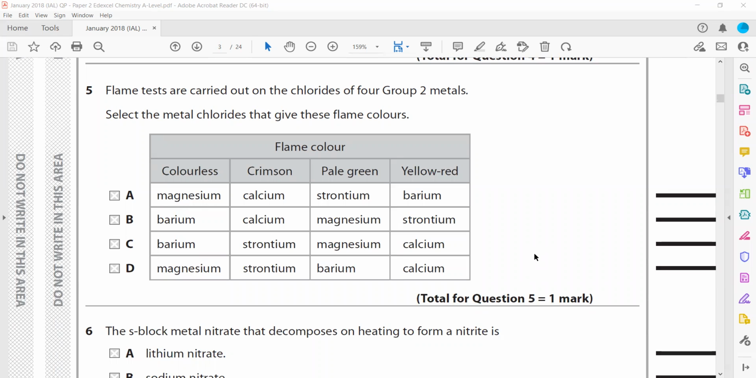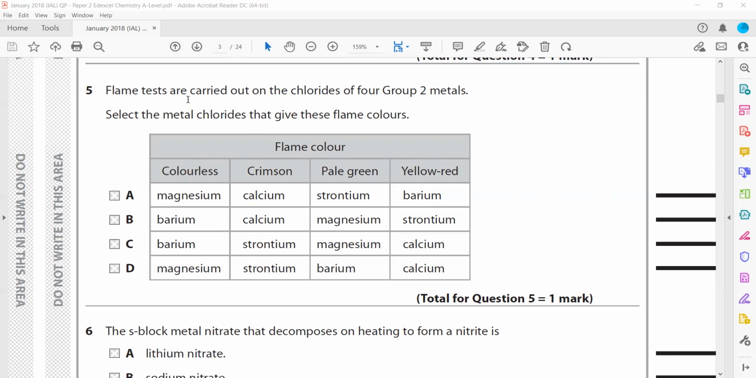A flame test is carried out on chlorides of group 2. Select the metal that gives the characteristic flame color. Magnesium is colorless, because it is actually emitting energy, but that is not in the visible range. That's why we say colorless. Strontium is crimson. Pale green or apple green is barium. And yellow red is calcium. So it matches with D. You have to learn the flame colors for the group as well.